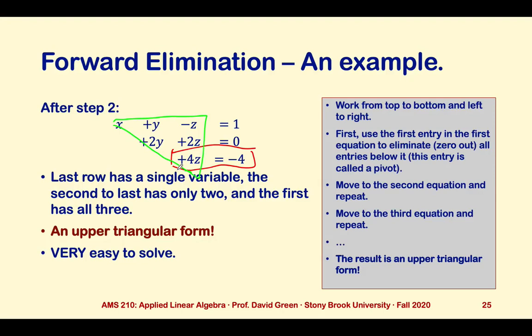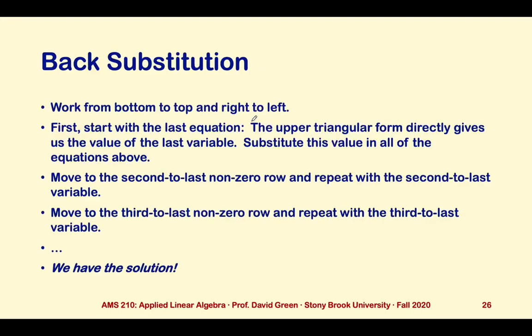Right? Now, this sort of system is very easy to solve because the last entry has a single variable well defined. We can solve for this value, then plug that value into the equations above. That will leave us only with a y in the second equation. We can solve, plug it in, solve, and so on. Upper triangular matrices are easy to solve. Although they're easy to solve, we can still regularize the approach, and that approach is known as back substitution.